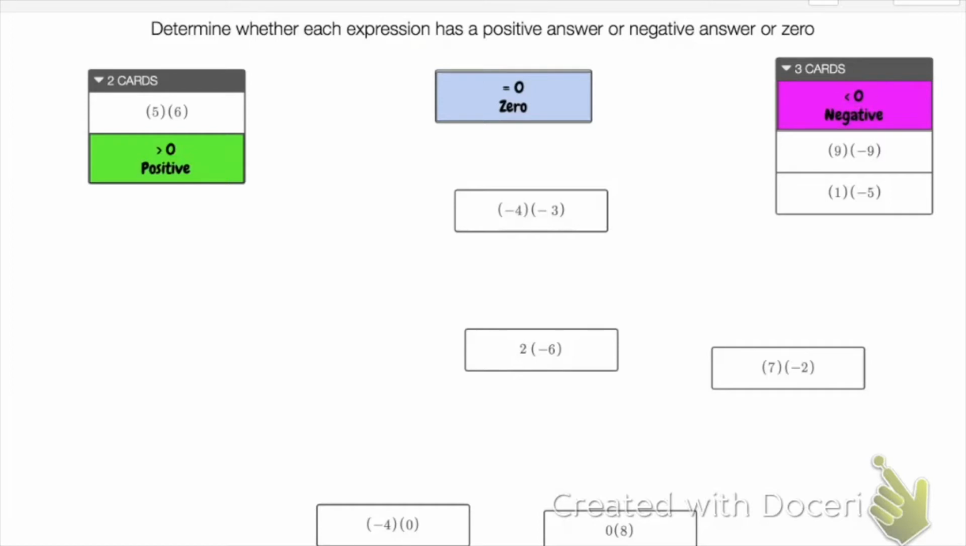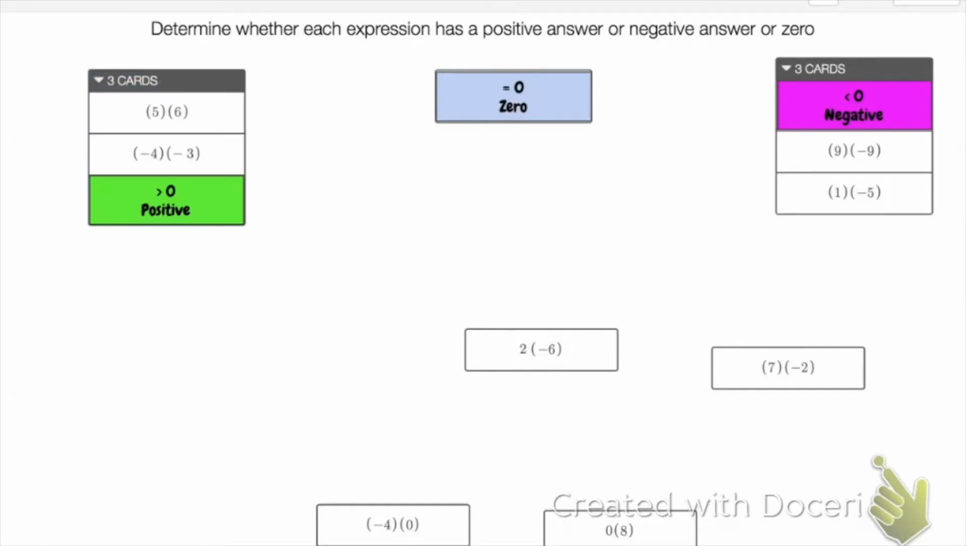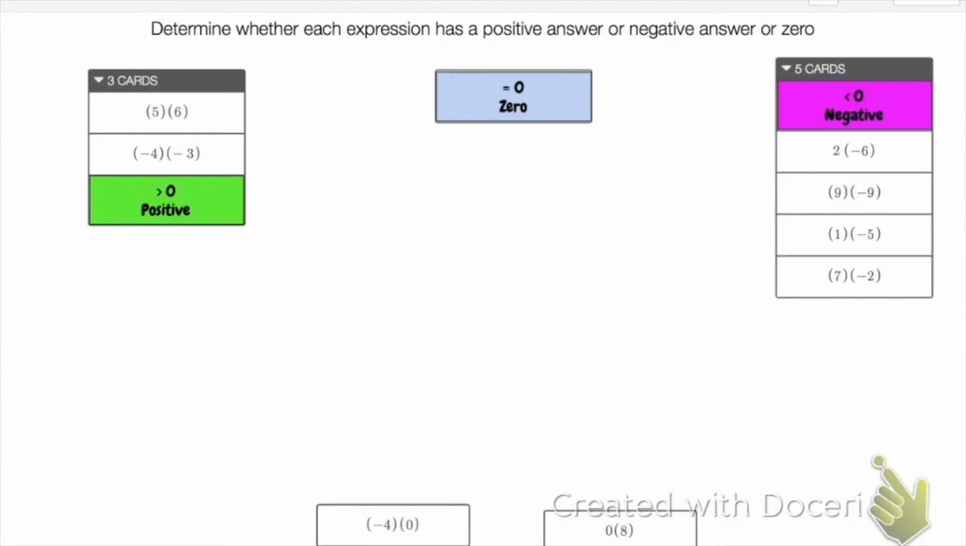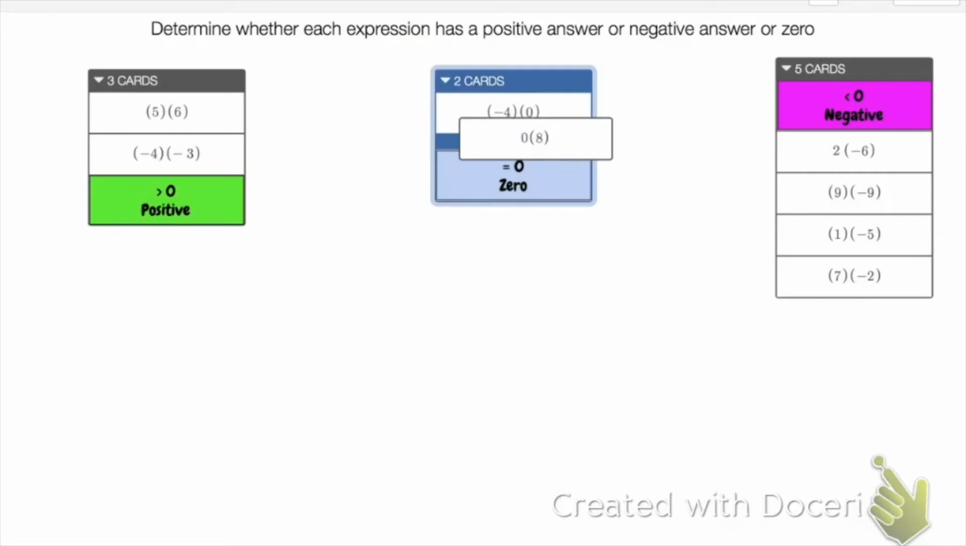Negative 4 times negative 3 is 12, positive. 2 times negative 6 is negative 12, negative answer. 7 times negative 2 is negative 14. Negative 4 times 0, any number multiplied with 0 equals 0. So 0 times 8 is 0.